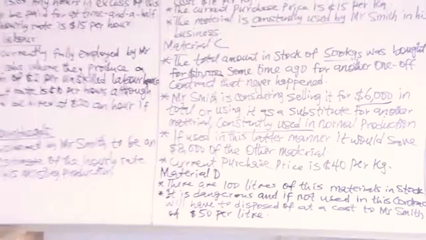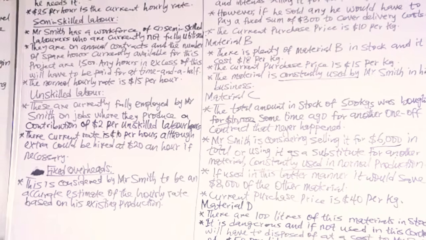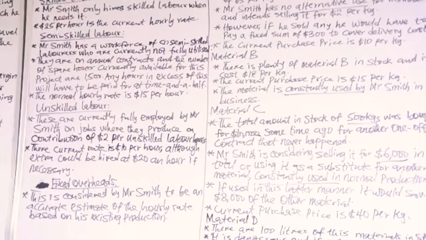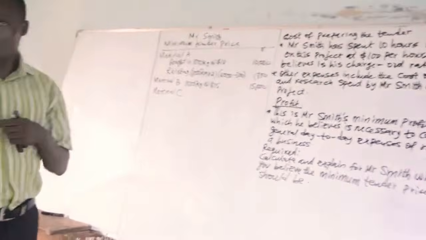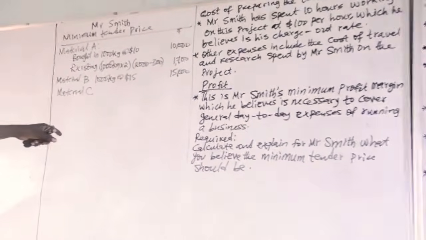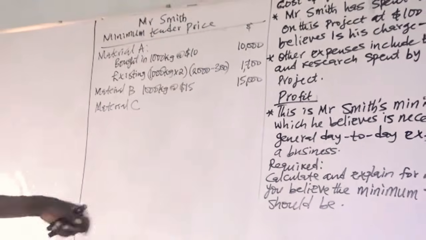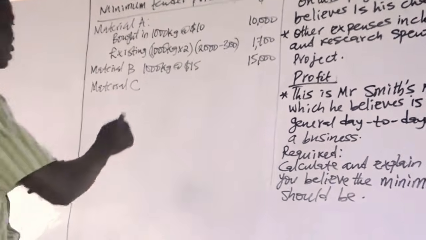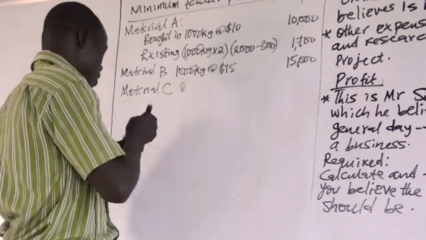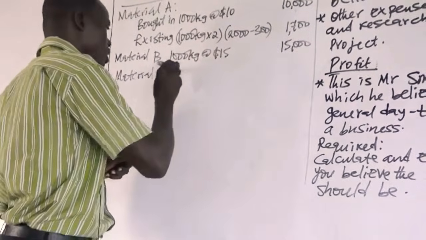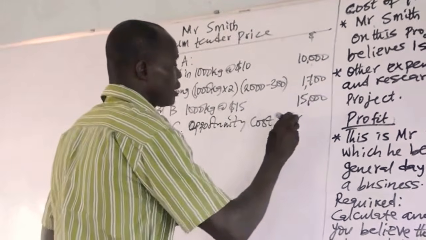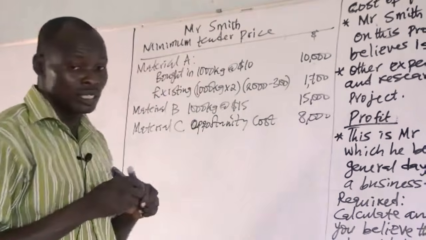So that is for material C. That is the opportunity cost of material C. The opportunity cost of material C is 8,000 that will be saved.